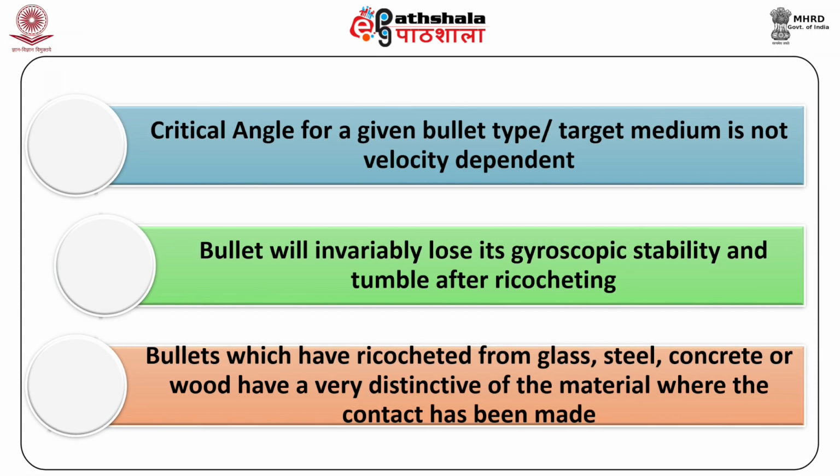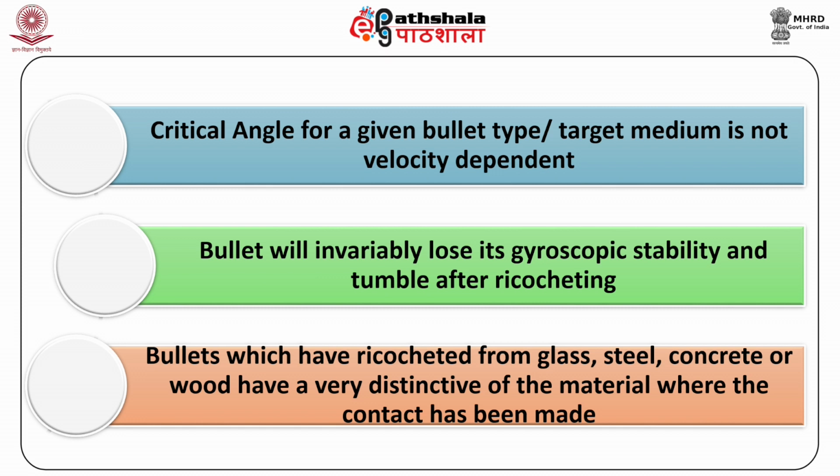The critical angle for a given bullet type and target medium is not velocity dependent. A bullet will invariably lose its gyroscopic stability and tumble after ricocheting. The tumbling gives rise to a distinctive whining or whirring noise as the tumbling bullet passes through the air.